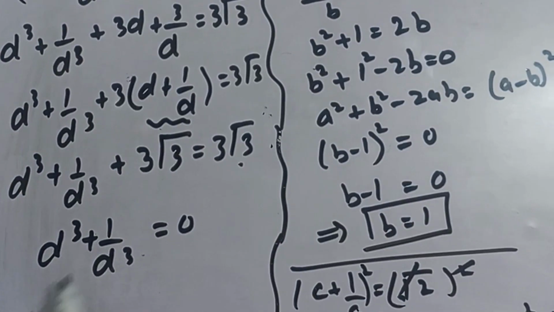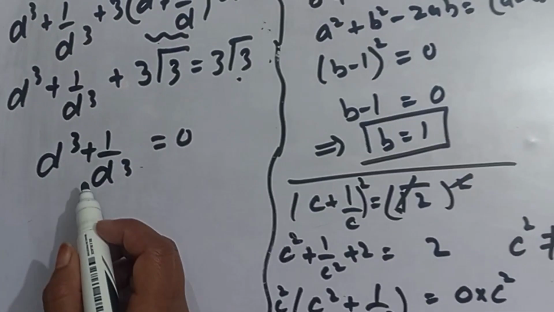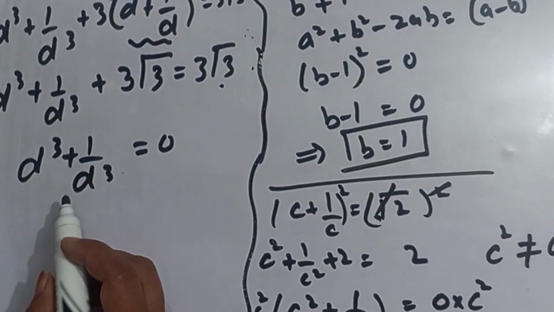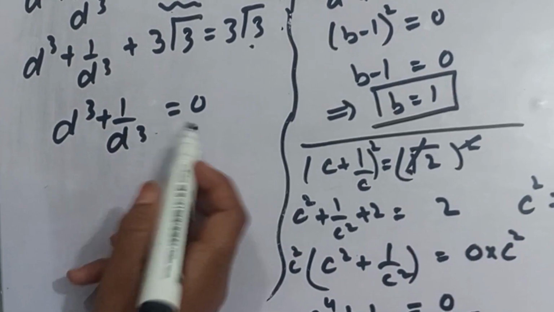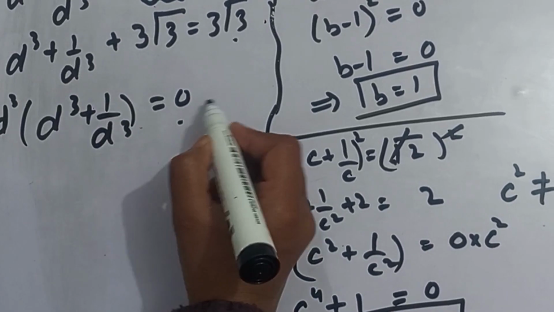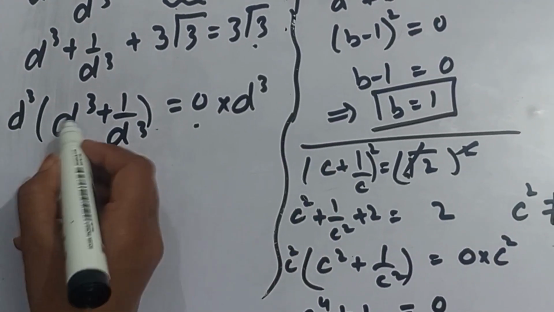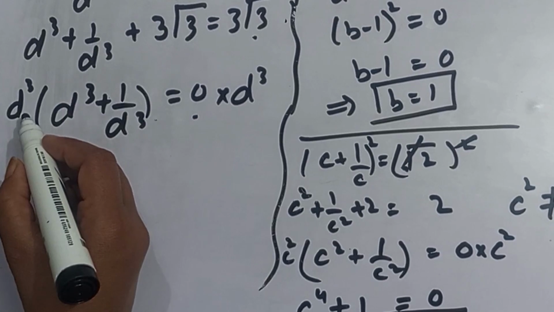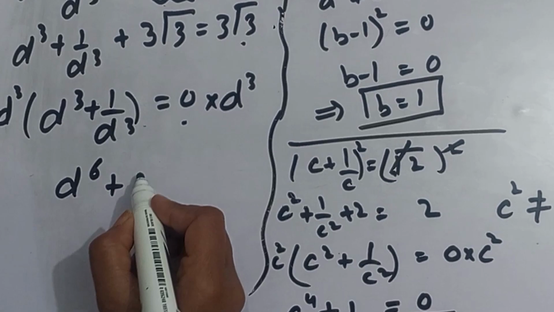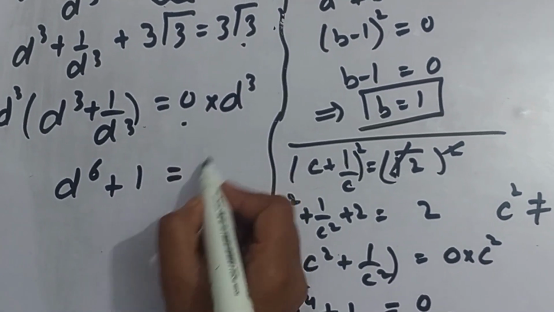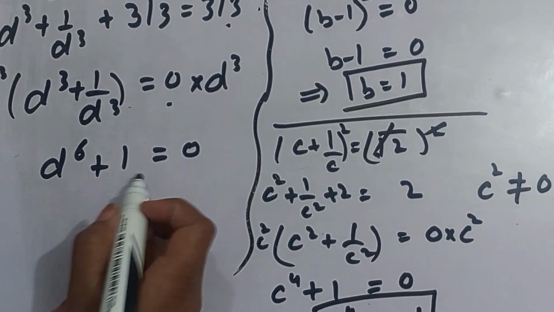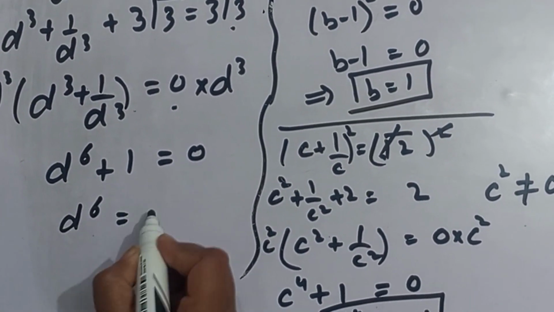In our question, d cube is not equal to 0, because if d or d cube is equal to 0, then our information does not hold. So we multiply this equation by d cube on both sides. Multiplying d cube by d cube, we get d raised to the power 6. Multiplying d cube by 1 over d cube, we get 1. And multiplying 0 by d cube, we get 0.